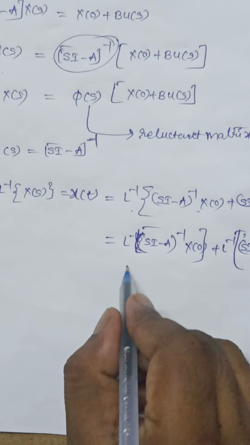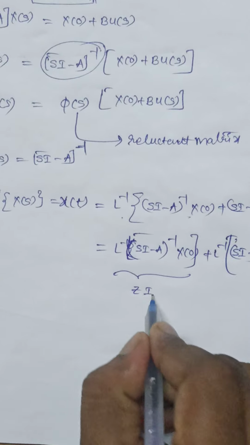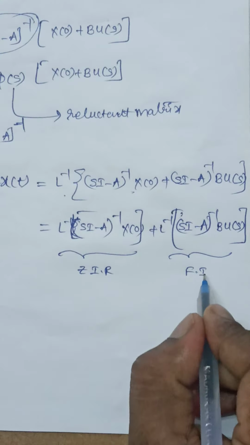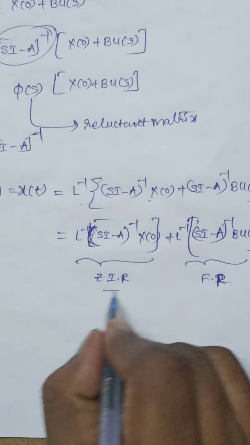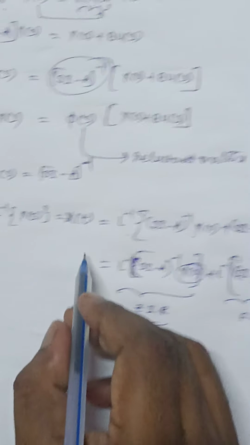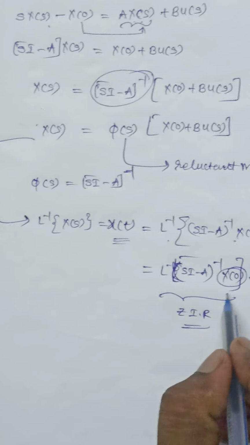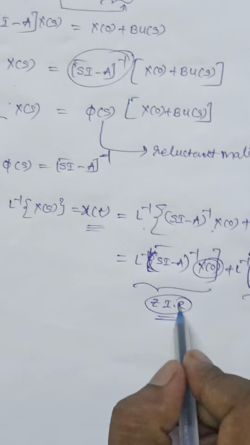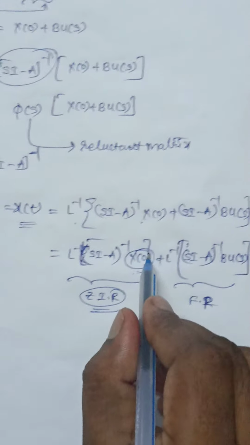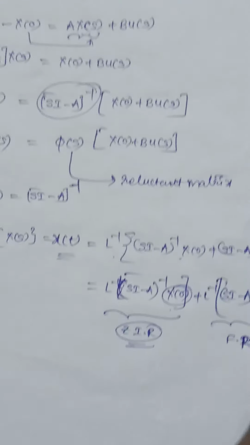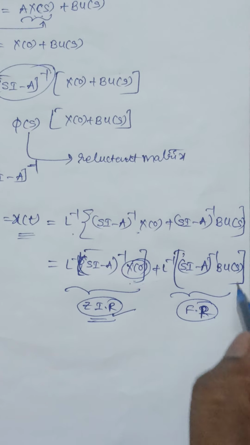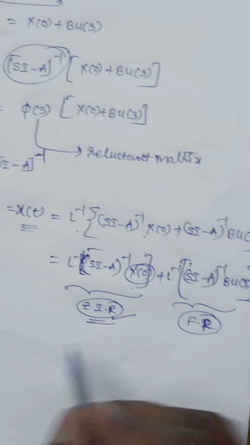So the first term is called the zero input response, and the second term is called the forced response. The zero input response means that because of the initial conditions, a response will exist. I am not applying any input here. Because of the initial conditions only, it develops this output, so it is called the zero input response. The second is called the forced response. Why? Because of the input only we got this response here.